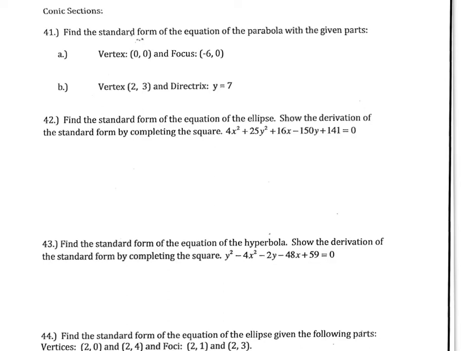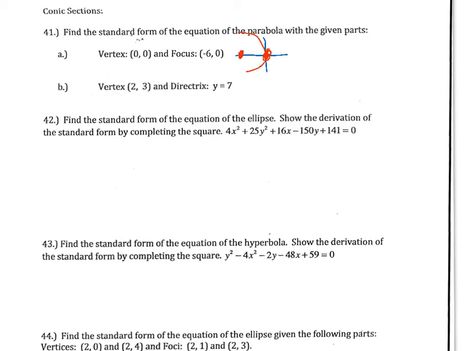For 41, we want to find the standard form of the equation of a parabola with the parts. So in A, we're given that we have a parabola with a vertex at 0, 0. I always suggest drawing a little picture so we can see what's going on. So we have a vertex at 0, 0. And we have a focus at negative 6, 0.